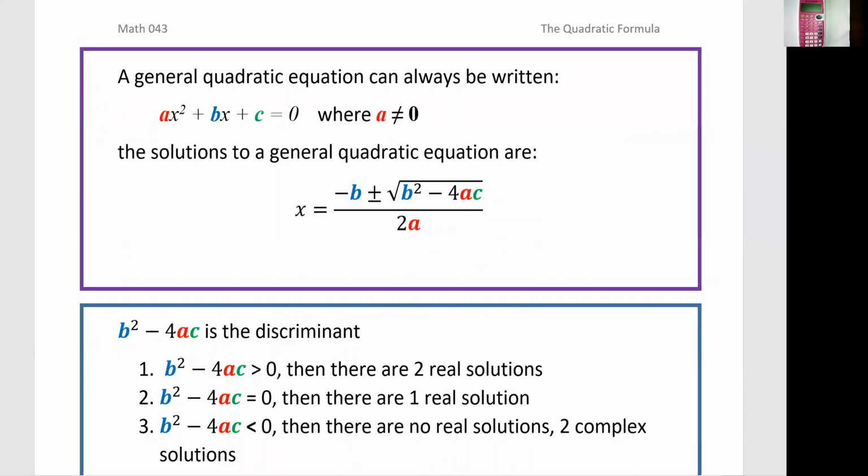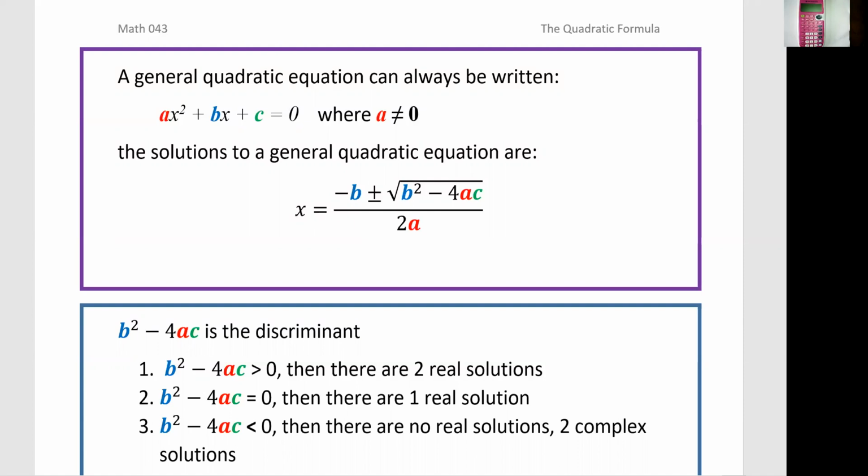In the final video of this course, we are going to talk about the quadratic formula as well as solving by any method. As you can see, the quadratic formula is in the purple rectangle. A is your coefficient of x squared, B is the coefficient of x, C is your constant. X is equal to negative b plus or minus the square root of b squared minus 4ac, all of that divided by 2a.